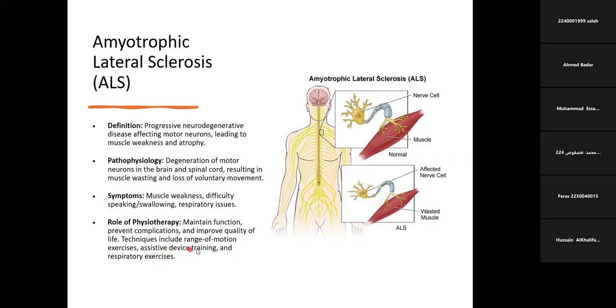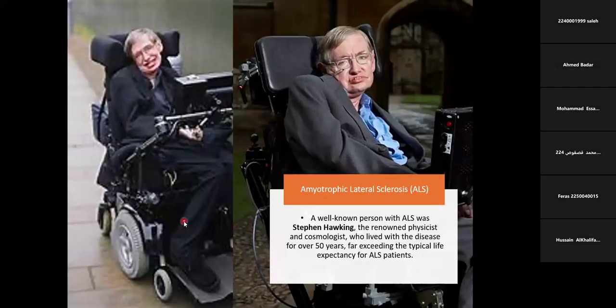What is assistive device training? The person can move his wheelchair. We have got the biggest example, this one. Just look in the net, you will be surprised. He was a big physicist and cosmologist. Yani, he was big person in physics, not a small person, big name in physics. His name is Stephen Hawking. He got this disease at the age of 20. He made this wheelchair by himself. If you learn about him, he has got different devices.